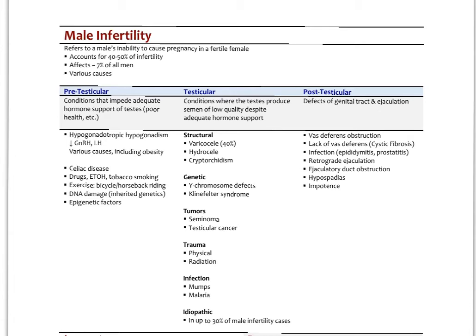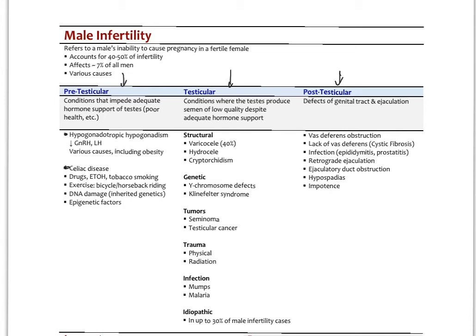We can classify male infertility, and this is helpful clinically to think of it this way, as either pre-testicular, testicular, or post-testicular. So pre-testicular obviously would be conditions that impede the hormone support of the testes. And that would be problems of the gonadotropins, for example. So that would be like the hypogonadotropic hypogonadism. We went through some of those already.